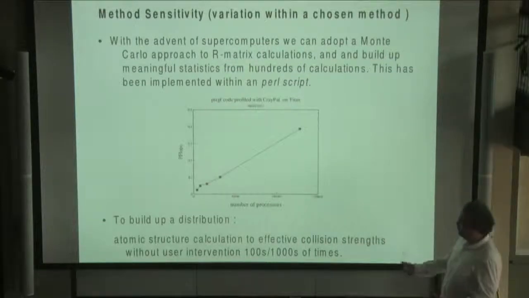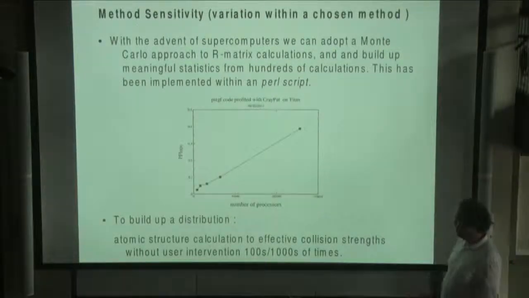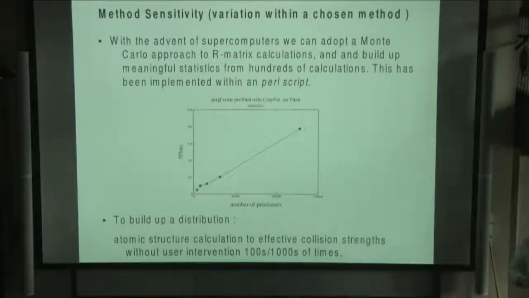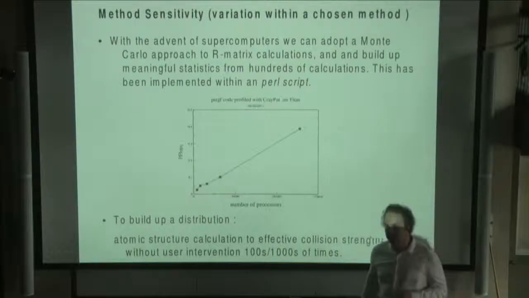So what we want to do is build up a distribution from these thousand calculations, and we need to speed up, say, a hydrogen or helium-like calculation to the point where we're doing one every couple of minutes. Connor, it's not clear to me what's changing from one atomic structure calculation to the other. Sorry. Looking at this distribution.